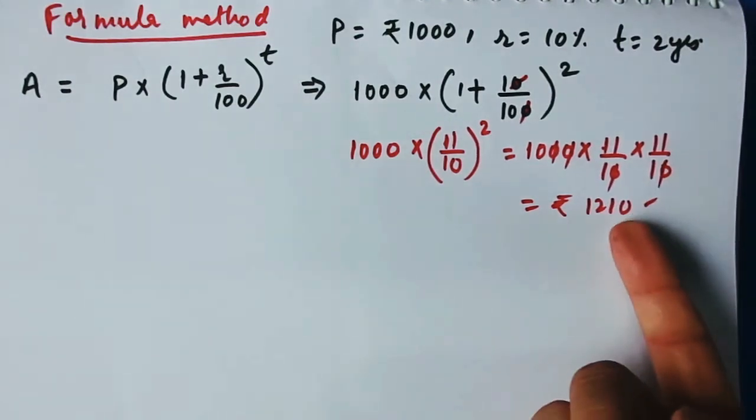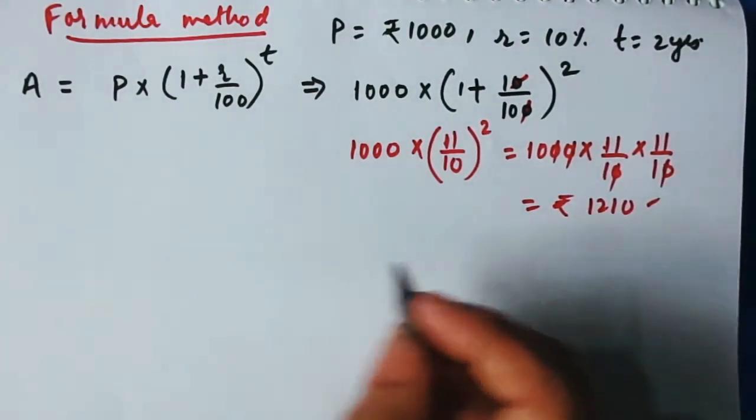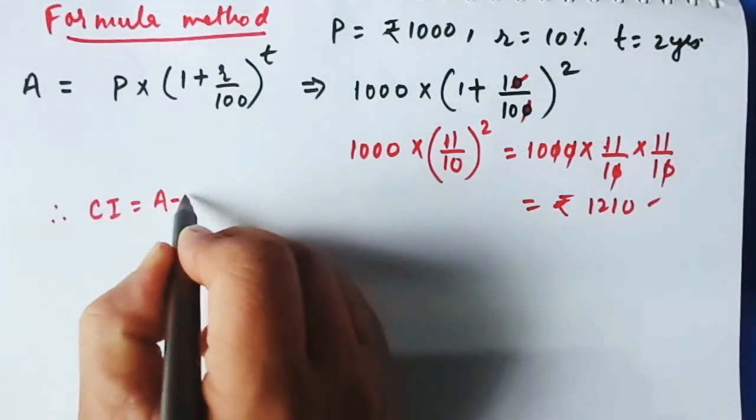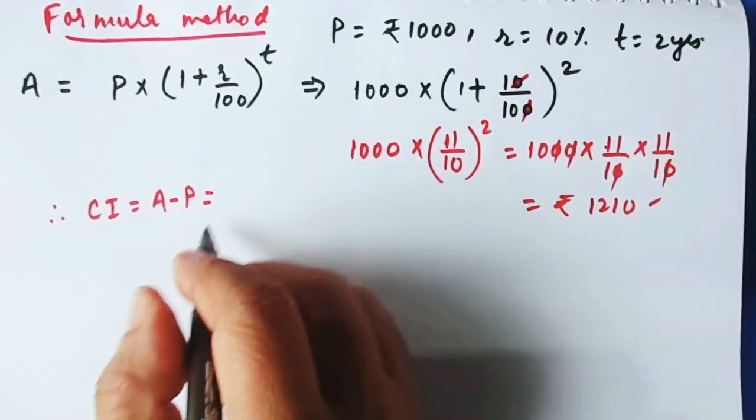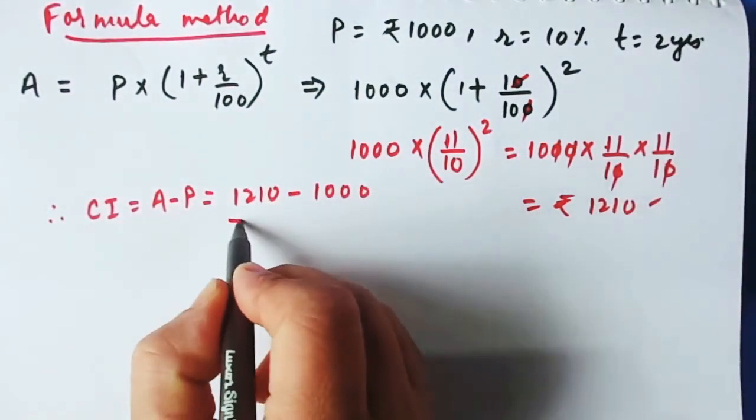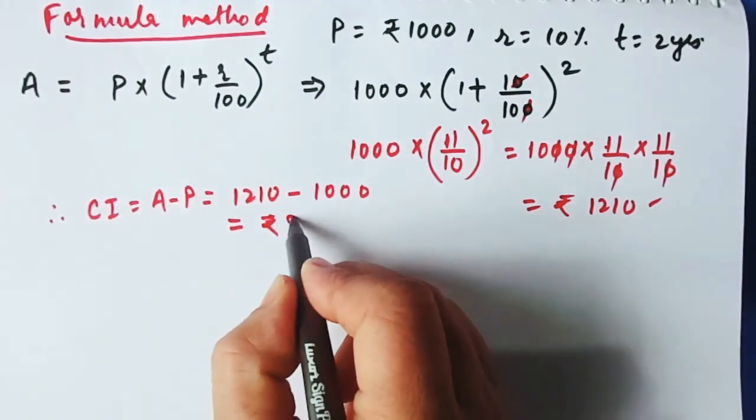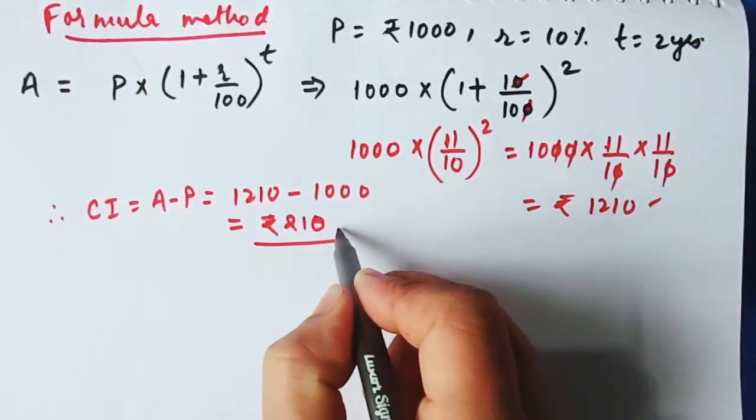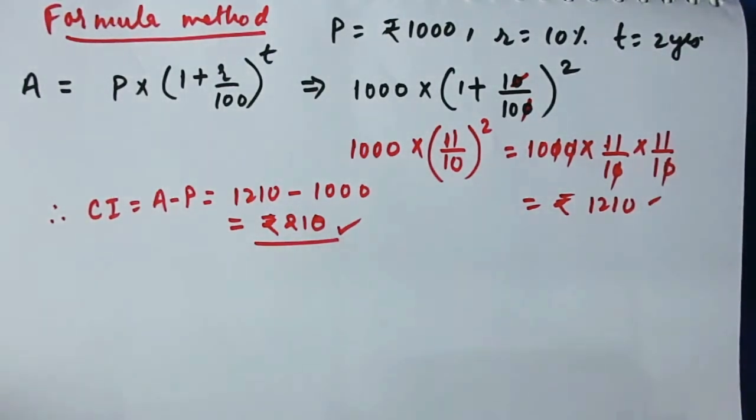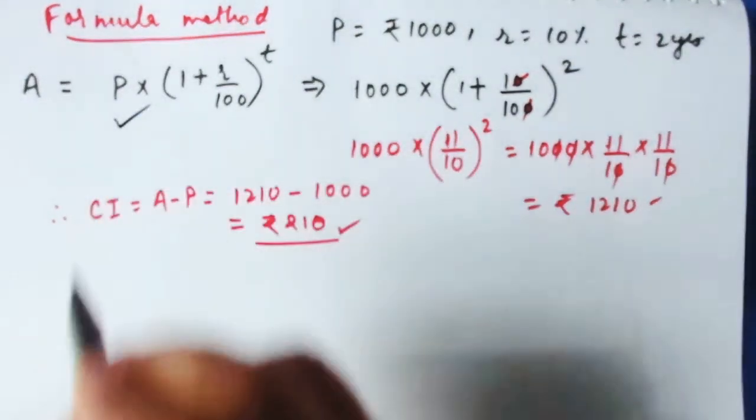This is the amount. How to find out the compound interest? Therefore, your compound interest is equal to amount minus principal. Amount कितना बेटा? 1210. Principal कितना? 1000, is equal to rupees 210. ये सस्ता में हमारा टिकाऊ मिल गया, सस्ता और टिकाऊ. So that is why, whenever you are not forced otherwise, you use this particular method only, यही आपका रामबाण है.